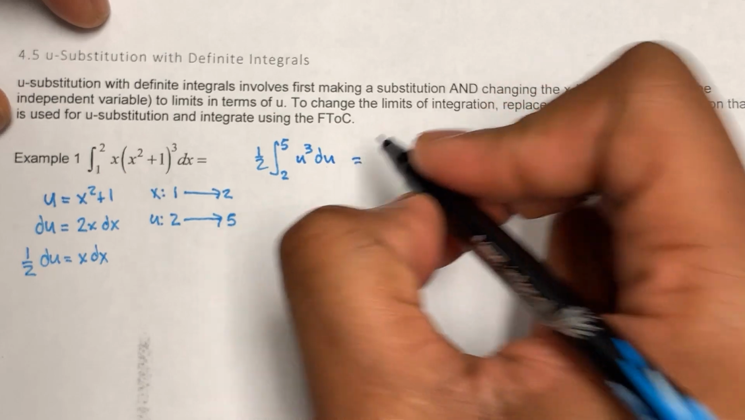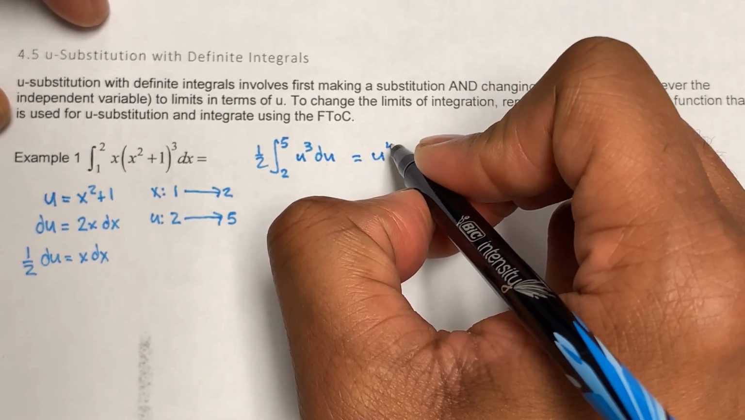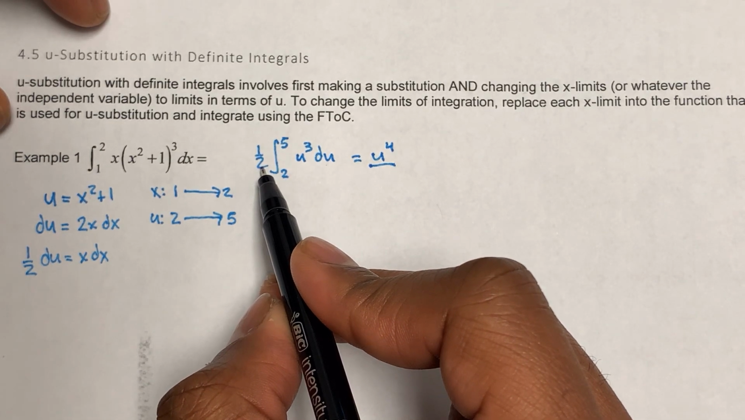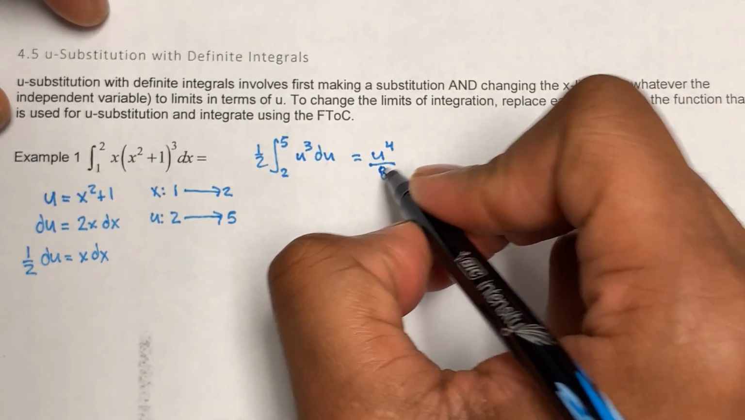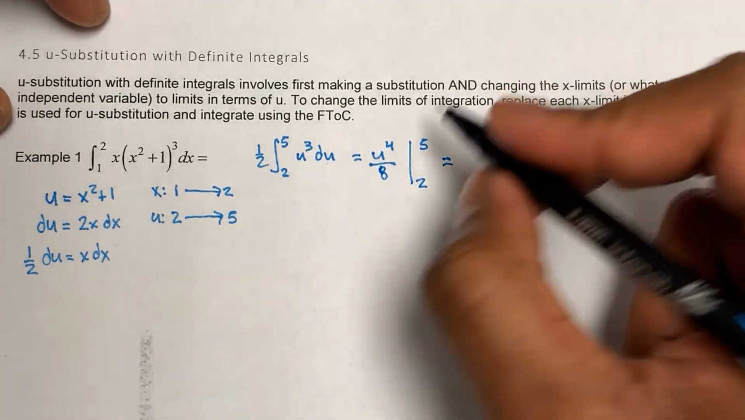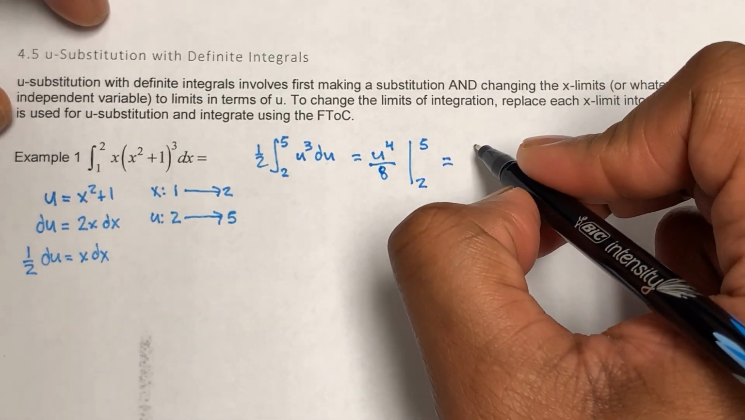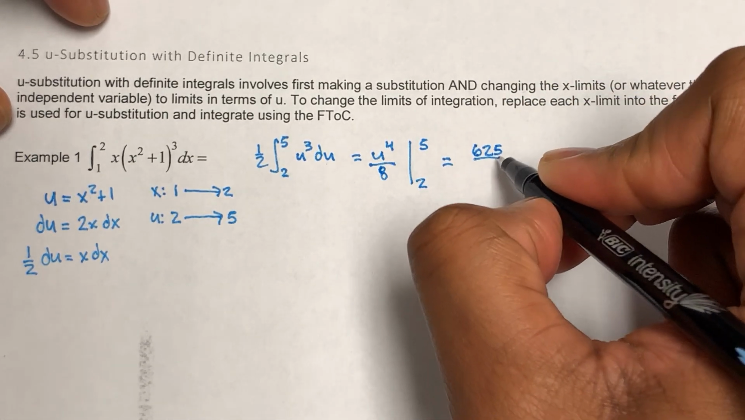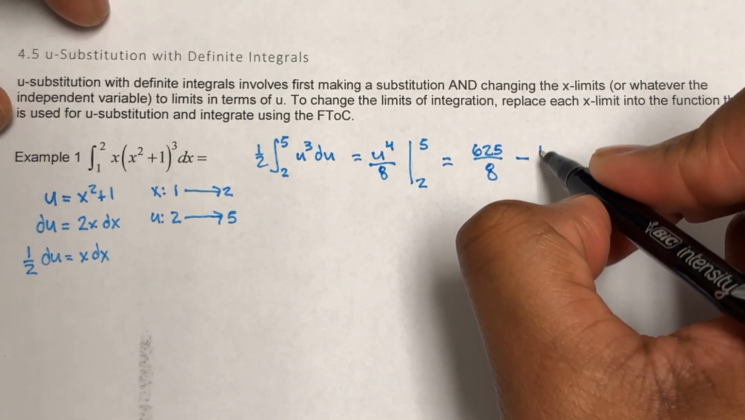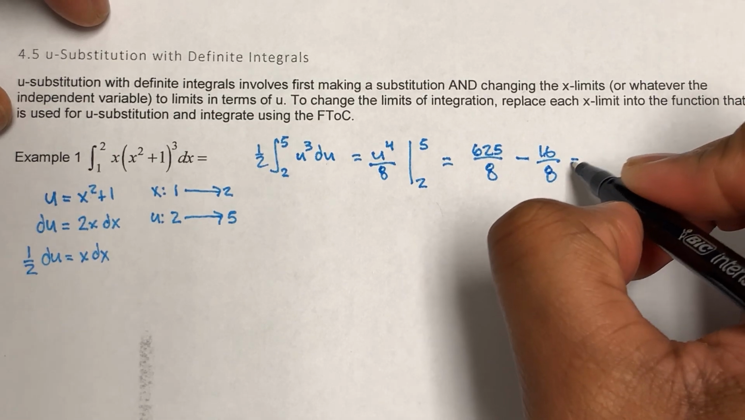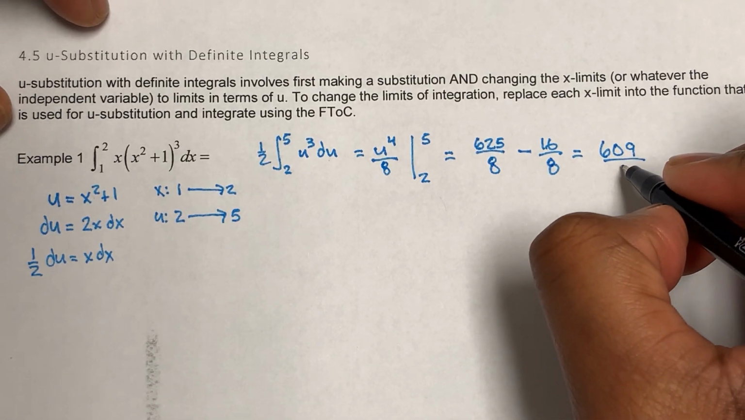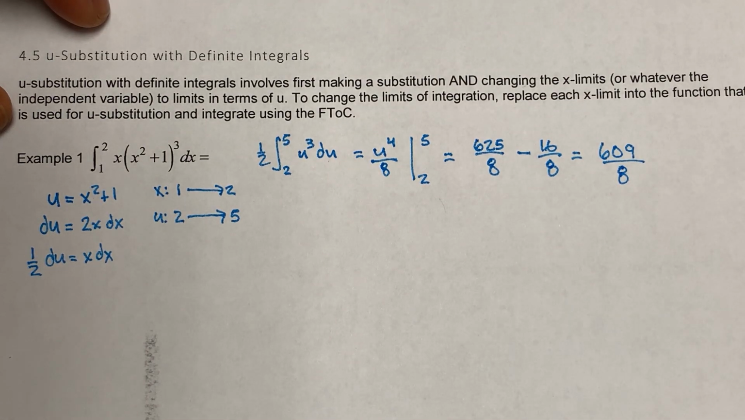So when we integrate this, we will get u to the 4th over 8 because of the 1/2. And we'll evaluate that from 2 to 5. So 5 to the 4th is 625 over 8, minus 2 to the 4th, which is 16 over 8. So this is 609 over 8.